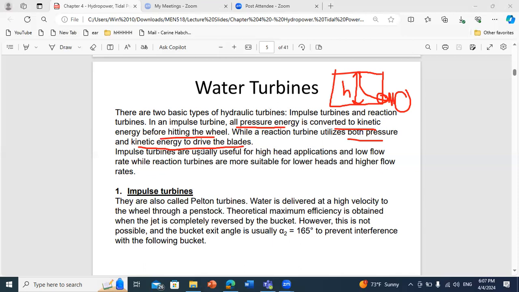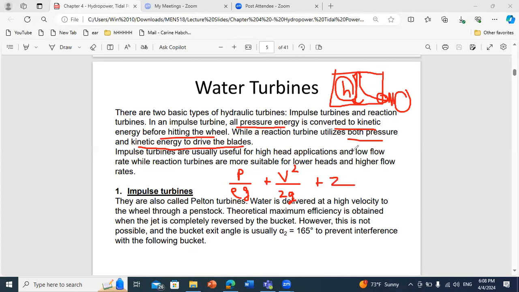So impulse turbines in general are usually useful for high head applications. As we mentioned, the head is a characteristic of the dam. We talk about energy head in the Bernoulli equation that we developed together. You know that the Bernoulli equation can be written as P over rho g plus V squared over 2g plus z equal to a constant.